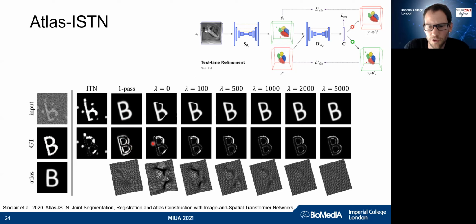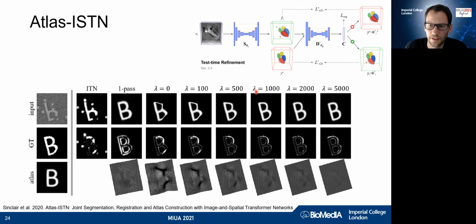Now running the test time refinement shows how powerful this Atlas ISTN framework is, because we can now, for instance, run the refinement of the transformation parameters of the STN and get a very, very plausible and accurate segmentation out of that letter B. Of course, depending on the regularization term that we have to choose here, we might get slightly different results. And that is something that we might have to think about how to fine tune.